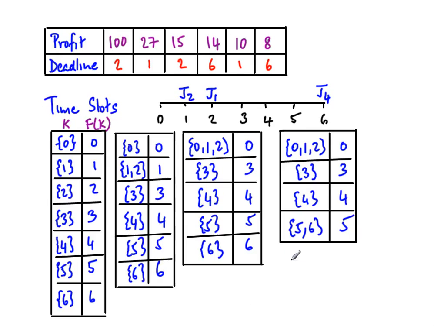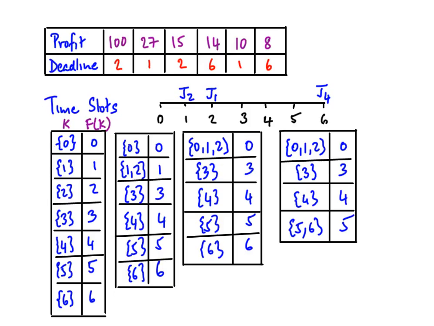So we now look at d of 5. So d of 5 is 1, but 1 belongs to 0, 1, 2 and f gives me 0. So this job is not feasible and we skip it.